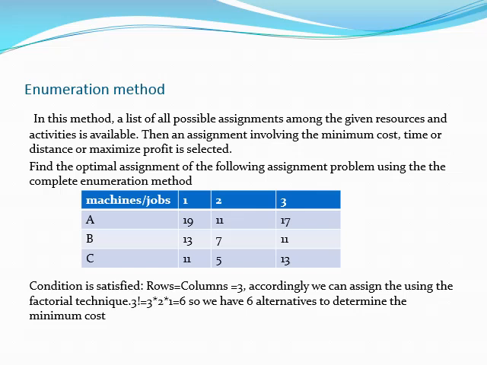Let's see what we mean by enumeration methods and how they are applied. In particular, this is a very simple method to assign not more than 5 jobs, or even 4 jobs, to not more than 4 tasks.